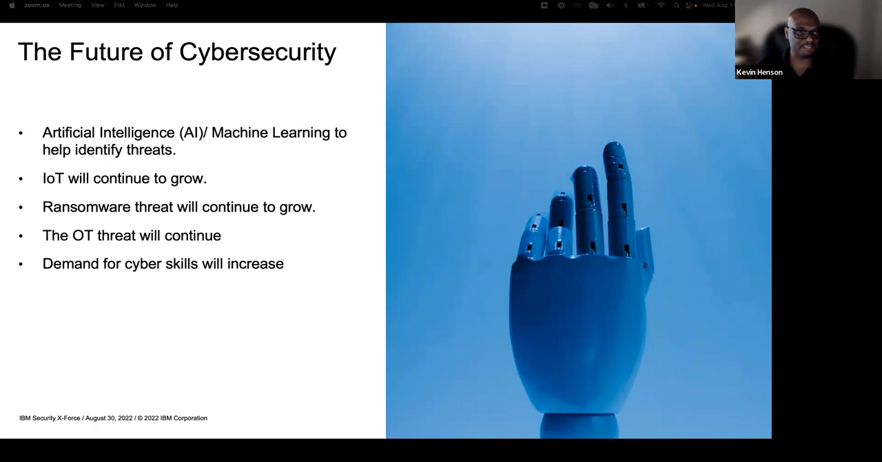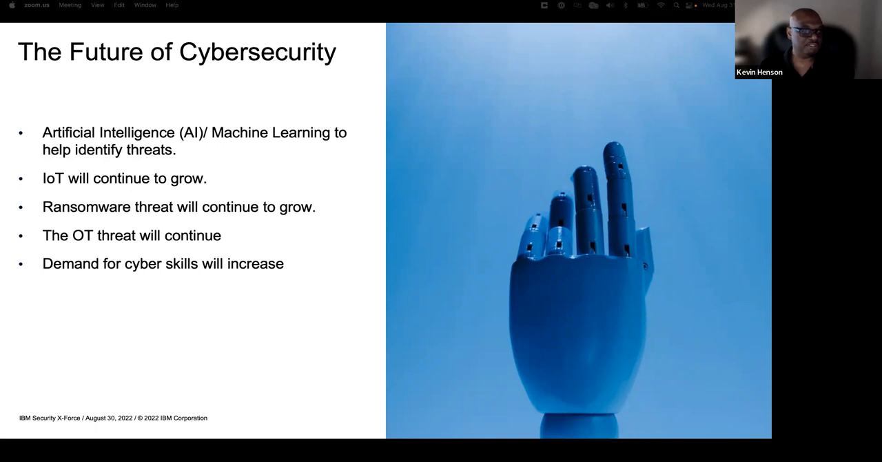We will get more devices online. More devices will become internet accessible. And so IoT will continue to grow. The ransomware threat will continue to grow because I think it will continue to be a profitable enterprise. So as long as the bad guys can make money on it, they're going to continue to do it.